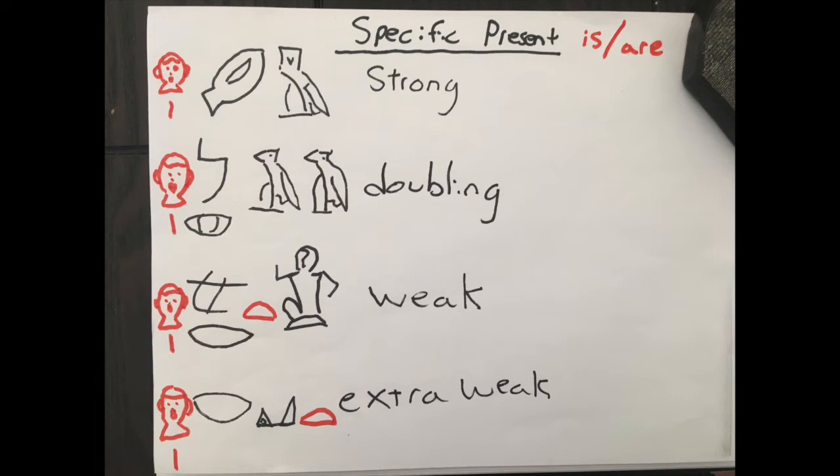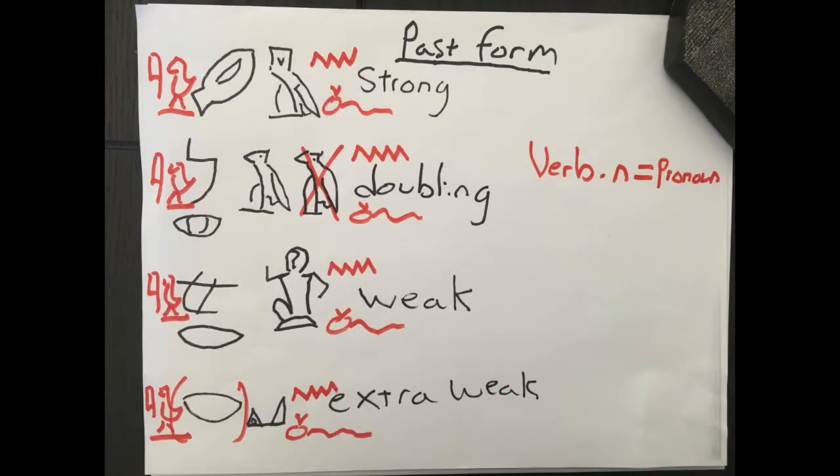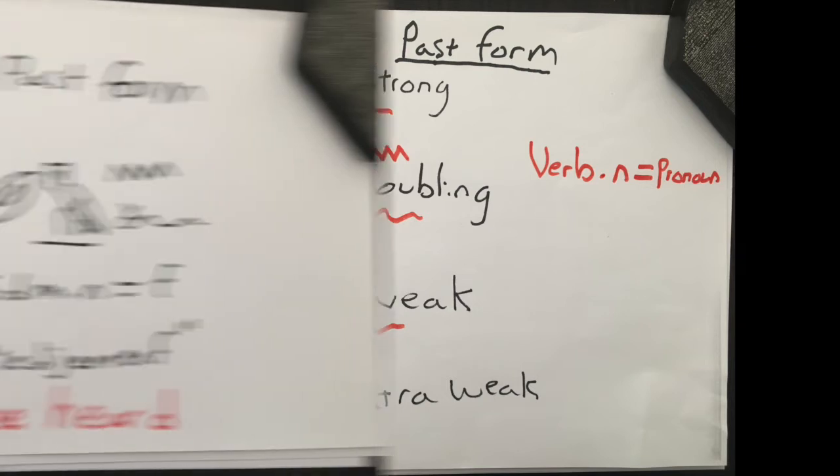Then we talked about the specific present, which adds the HM to the beginning with a stroke mark, and this makes it is. So is strong, is hearing, is seeing, is loving. And we talked about the past form, which, as the first sentence in our homework, the IW tells us it's our signpost. Usually we have an N afterwards, which is like the ED, but not always. But if you have the IW, that's how you know you're in the past.